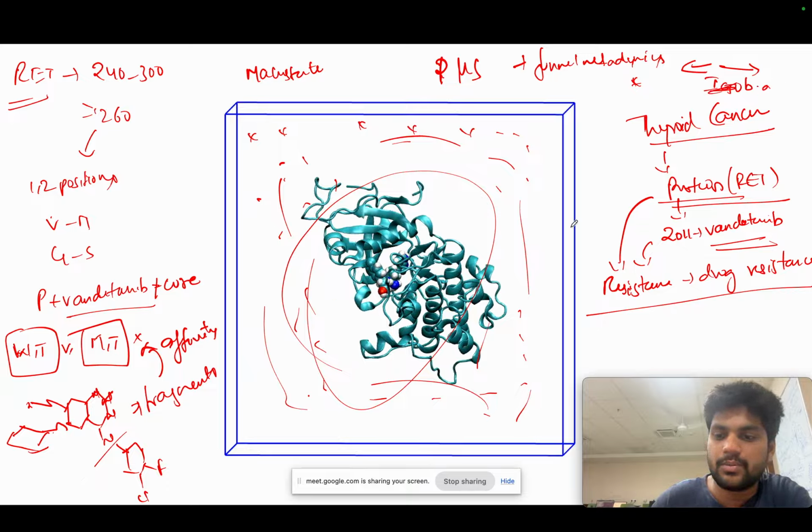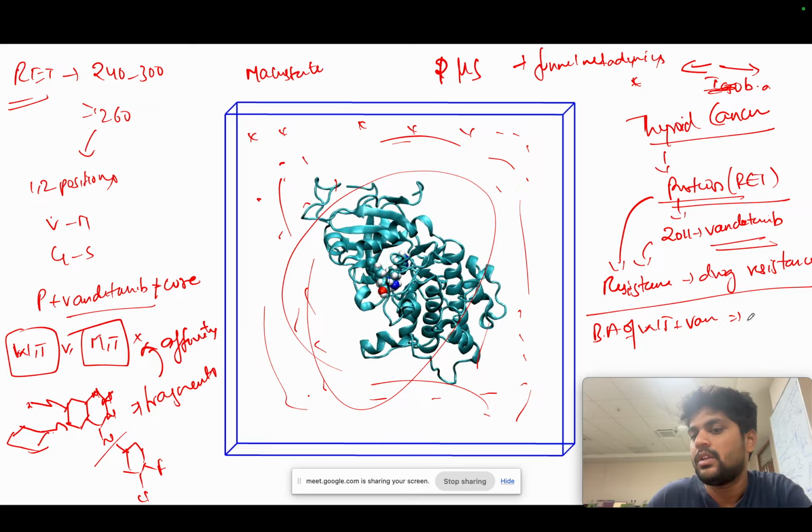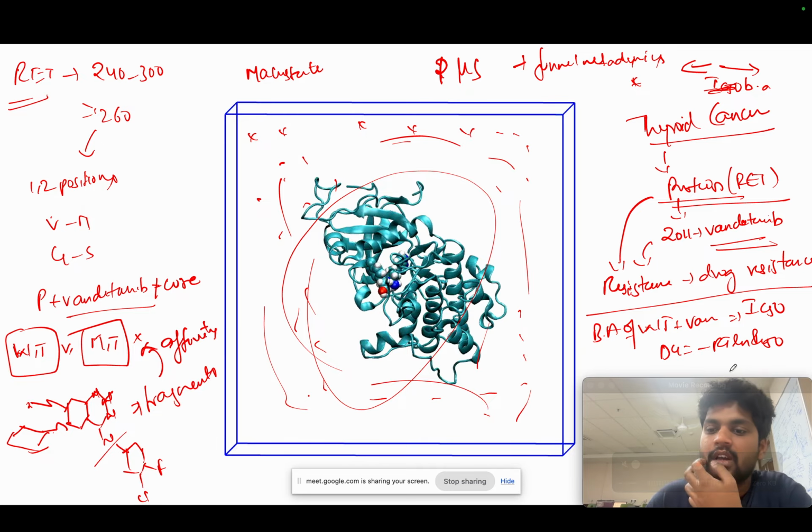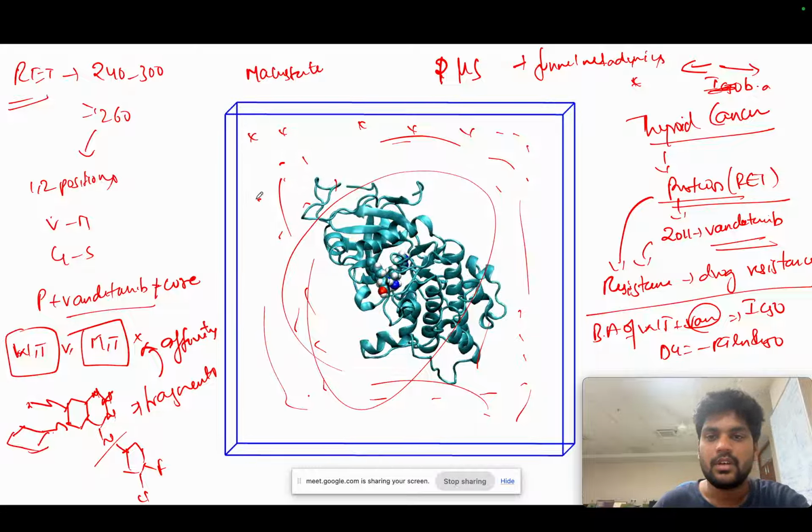Initially we got some binding affinity value of the wild type protein with vandetanib, because this is an approved drug which has an IC50 value, and we matched the IC50 value with the binding affinity using delta G equals minus RT ln IC50. Then we compared our new molecule and found that the binding affinity is better than vandetanib in both the wild type and mutant type. So we suggested that this molecule will be good, and we published a paper on this. You understand the basic concept, right, where we have used the MD simulation?